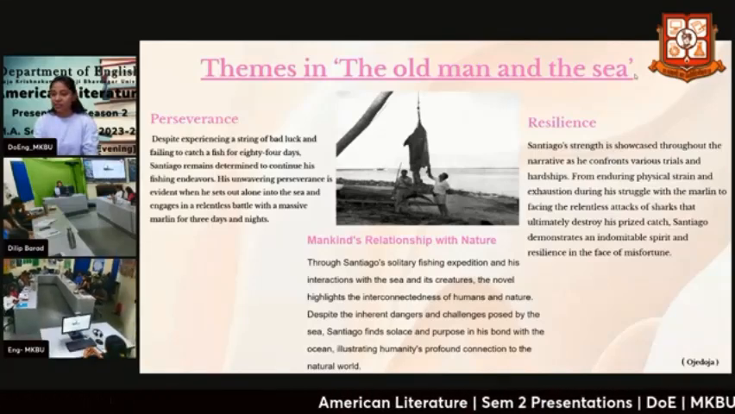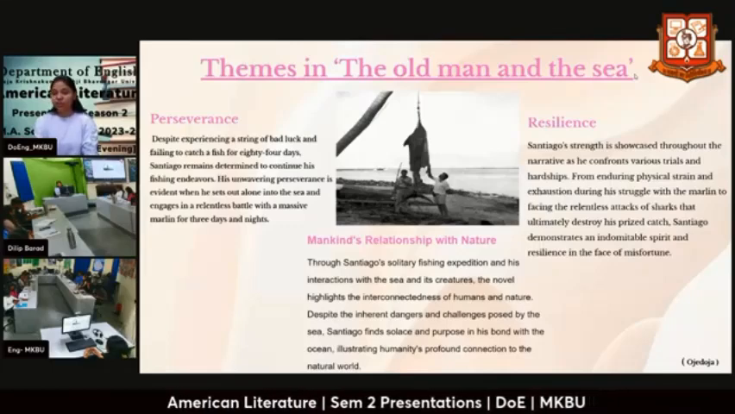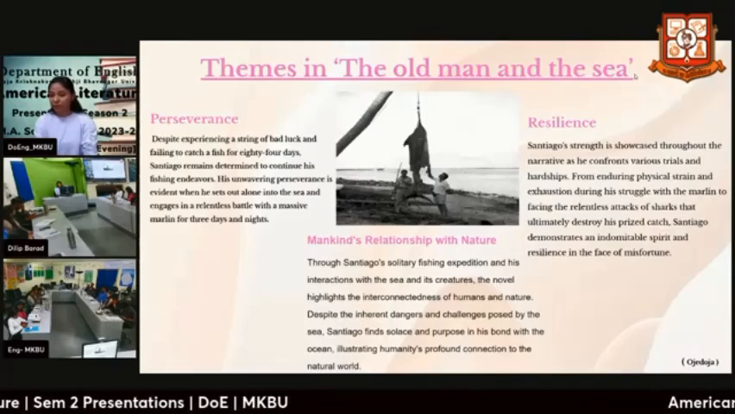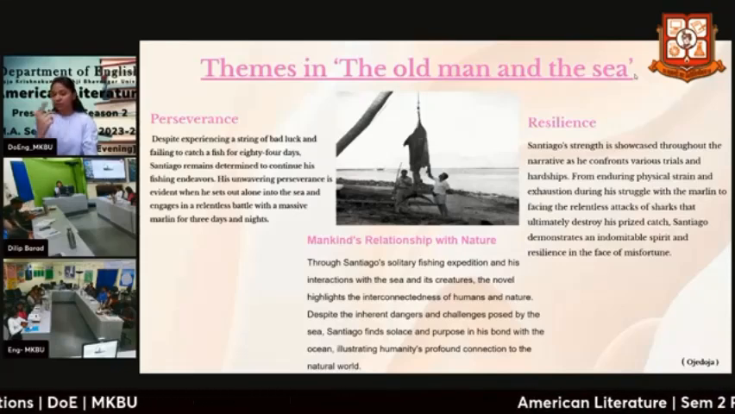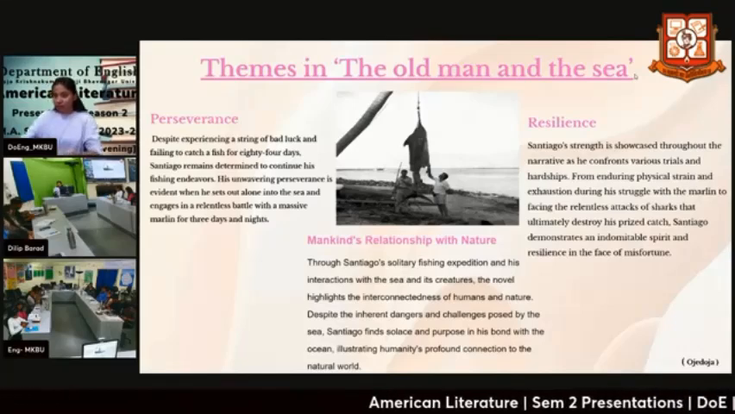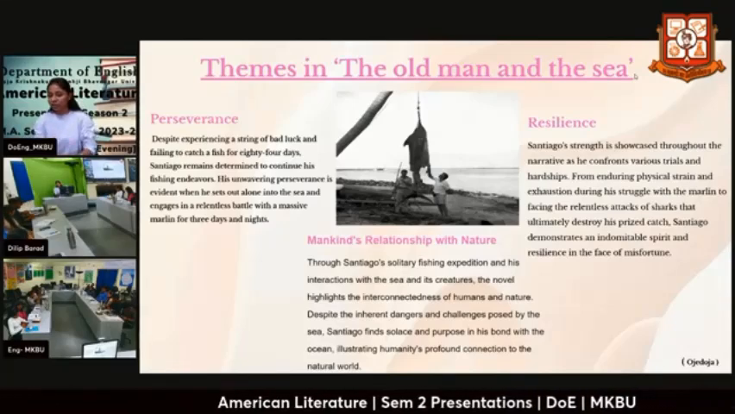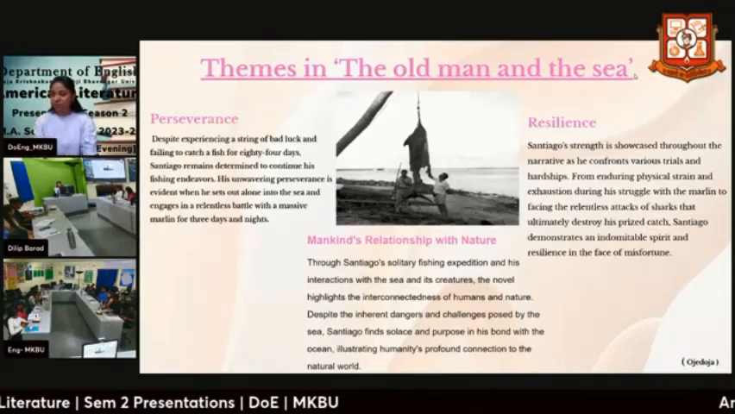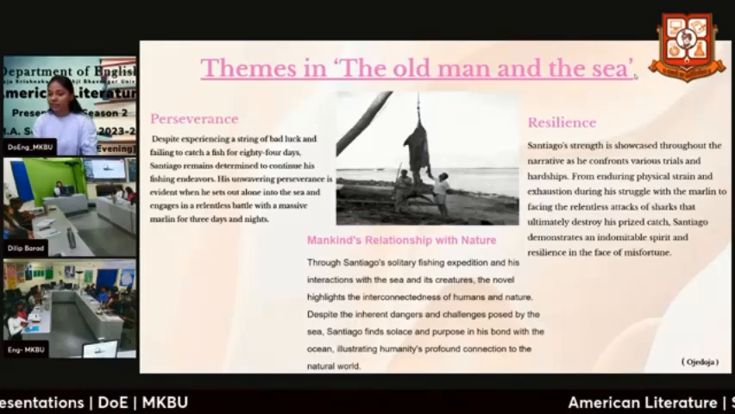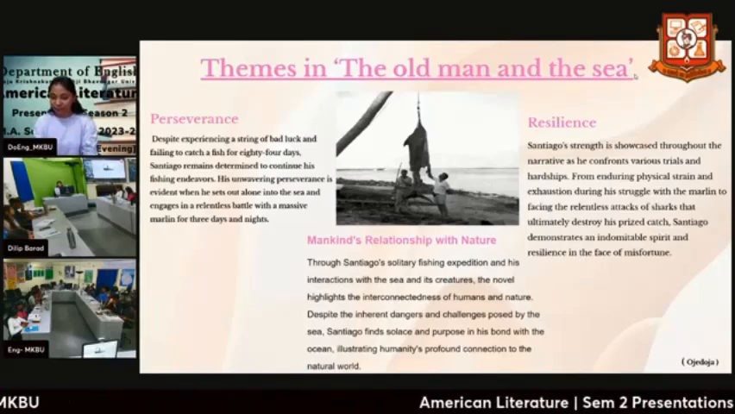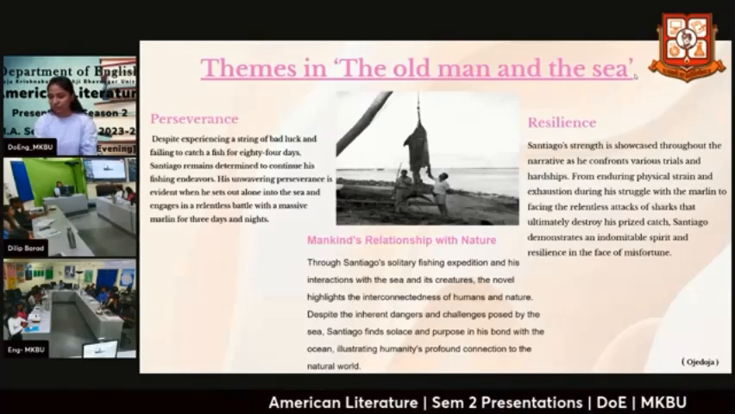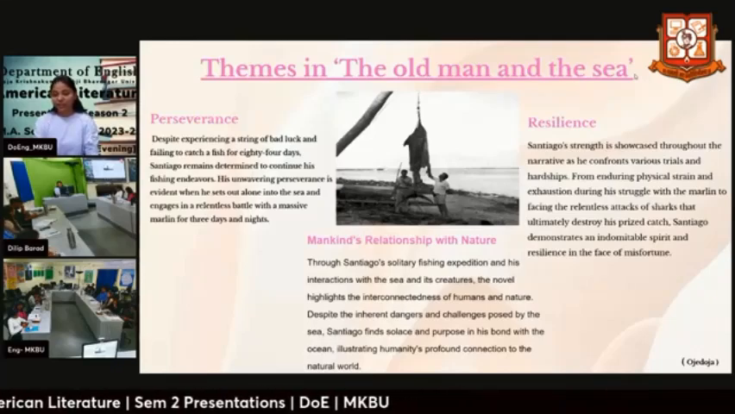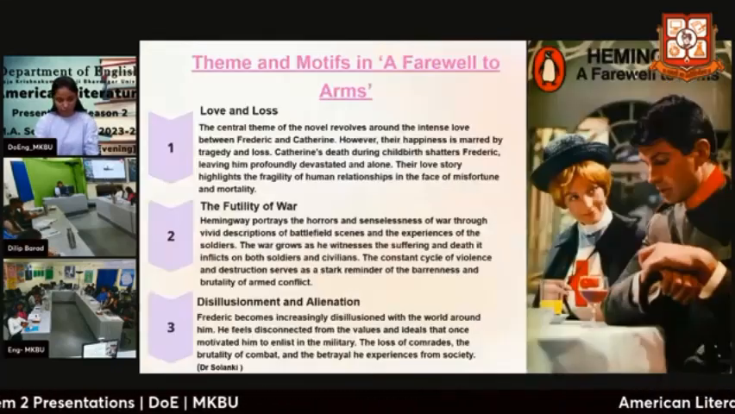Resilience. Santiago's strength is showcased through the narrative as he confronts various trials and hardships, from enduring physical strain when he was catching the fish, at that time his hands were also hurting, during his struggle with the marlin, to facing the relentless attacks of sharks that ultimately destroy his prized catch. Santiago demonstrates an indomitable spirit and resilience in the face of misfortune.